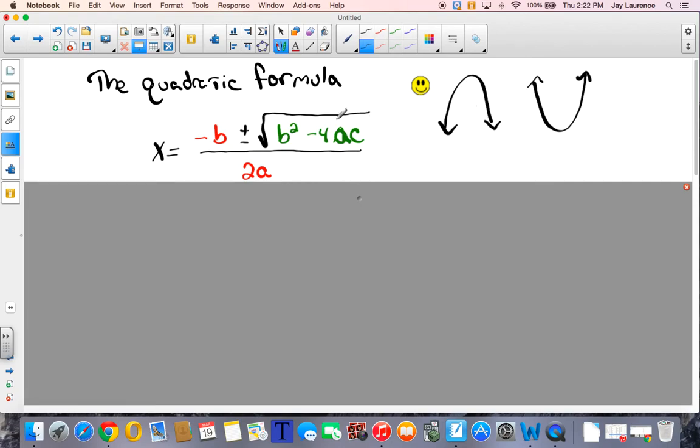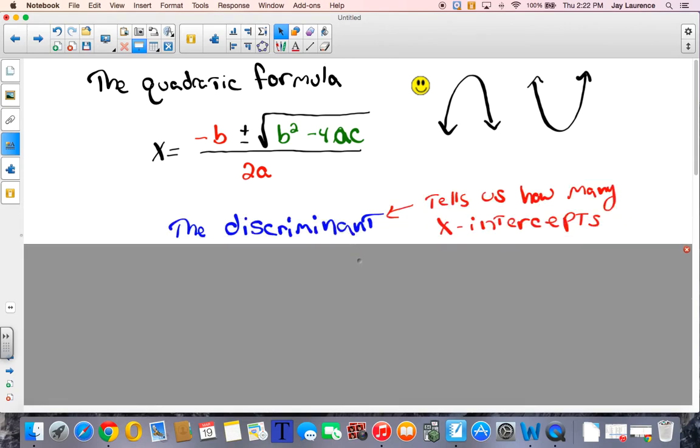You might notice that part of the formula I have written in red, and we'll talk about that in the next video, but part of it I have in green. The green part is what we're going to talk about today. The green part is called the discriminant. And you'll want to get this down. It tells us how many x-intercepts there are.